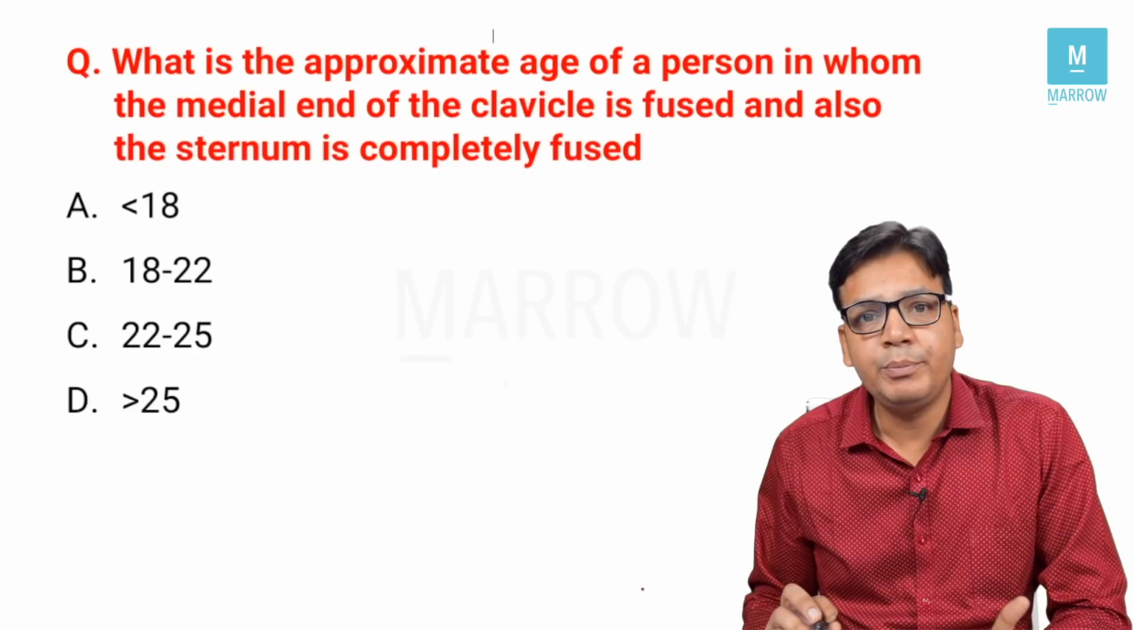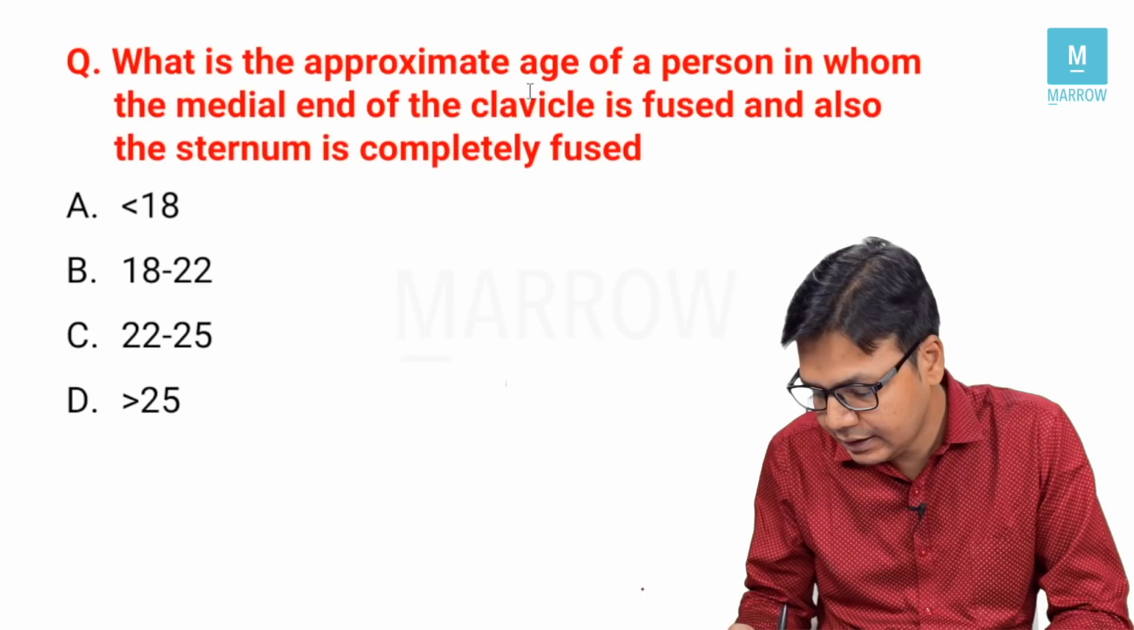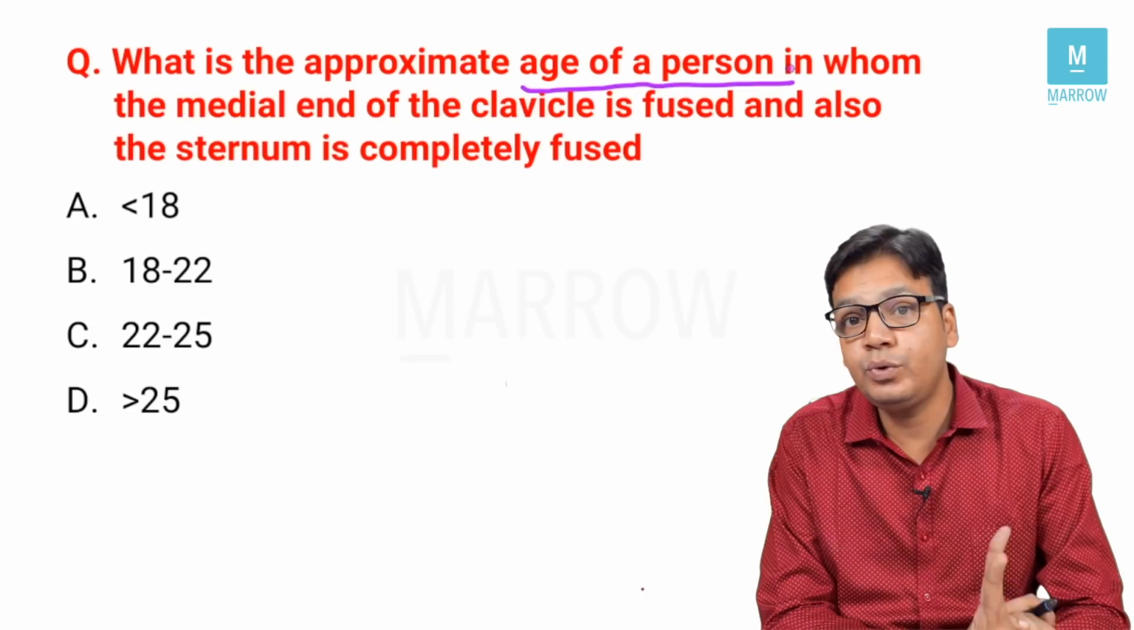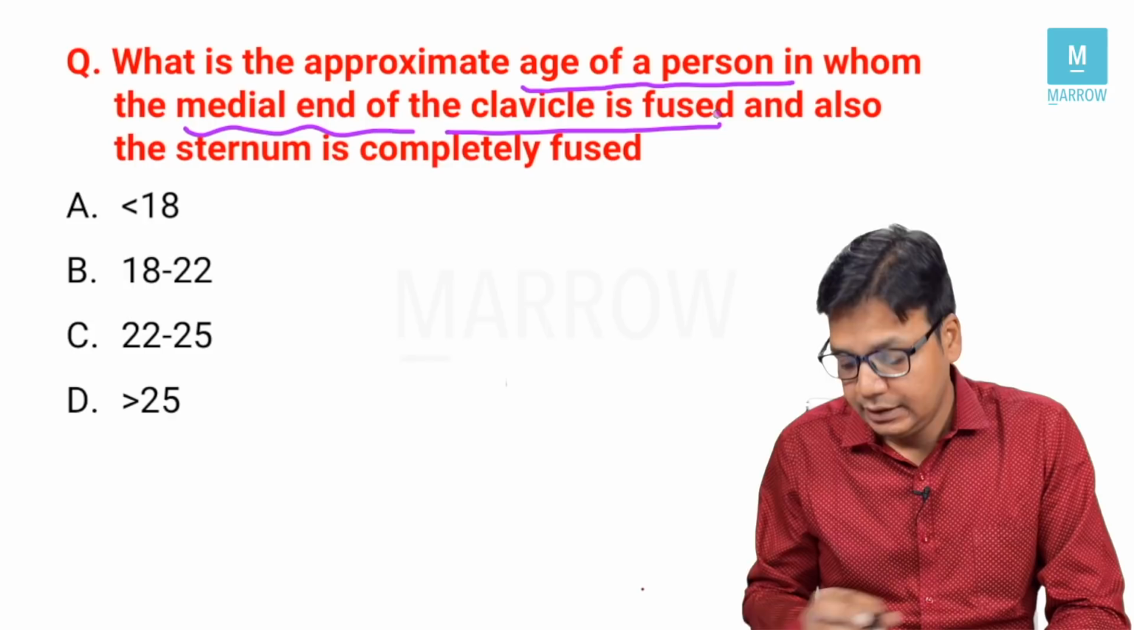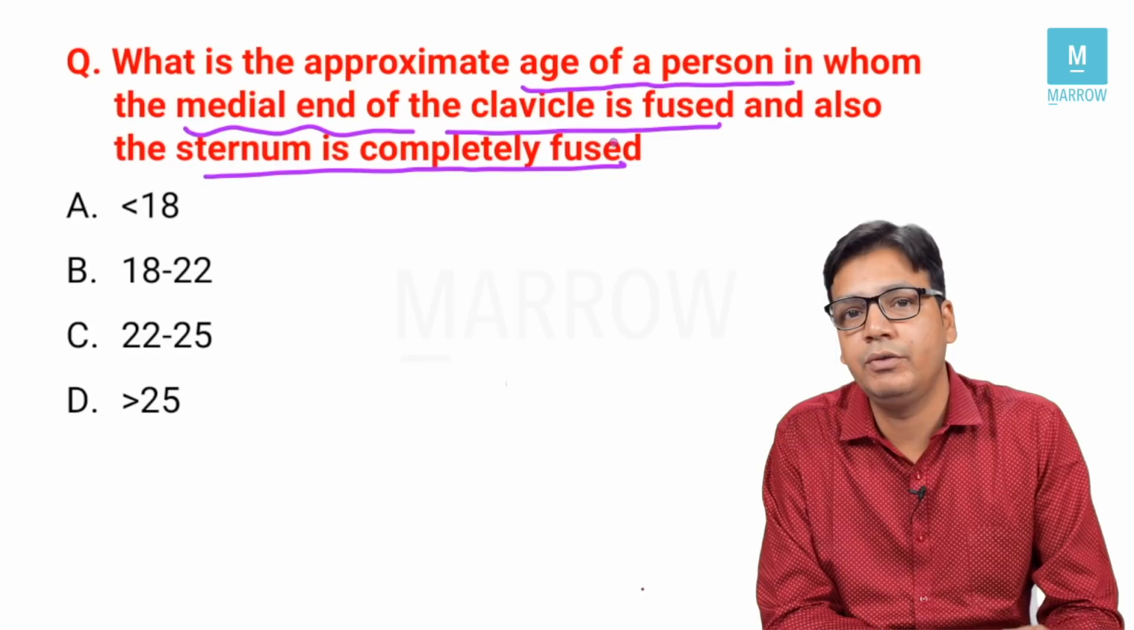What is this question? If you see, two important things are given. What is the approximate age of the person, in which two important things are given? The first, the medial end of clavicle is fused. And second, the sternum is completely fused. Observe, these are two very important criteria.